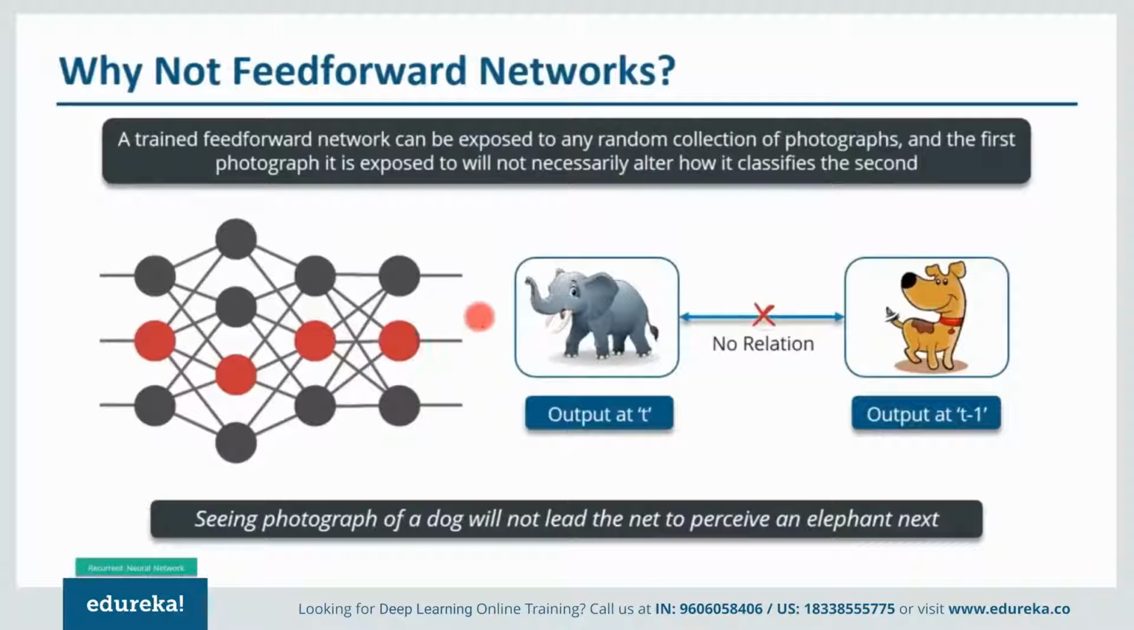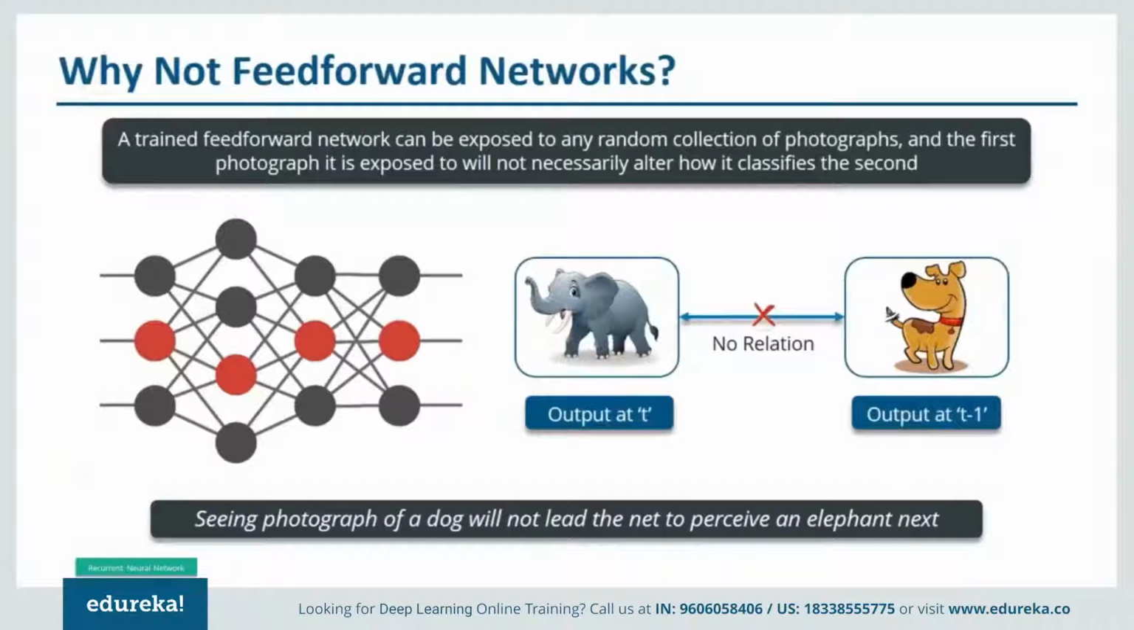as well. Now if you notice, the new output that we have got, that is classifying an elephant, has no relation with the previous output, that is of a dog. Or you can say that the output at time t is independent of the output at time t minus 1. As we can see, there is no relation between the new output and the previous output. So we can say that in feed-forward networks, outputs are independent of each other.